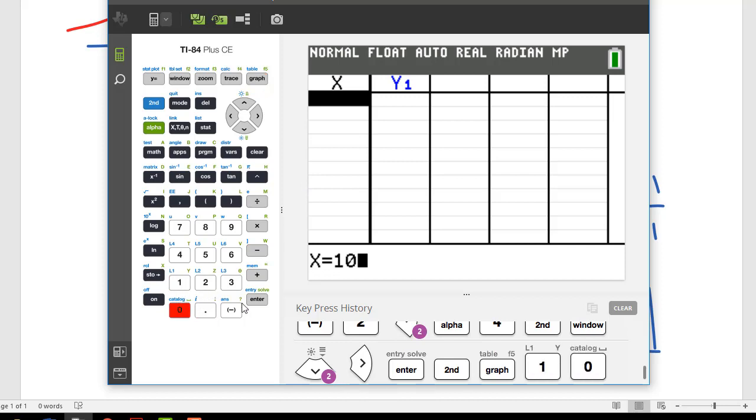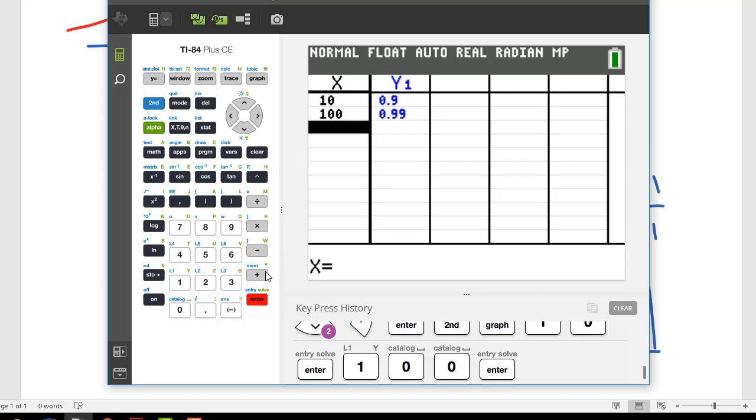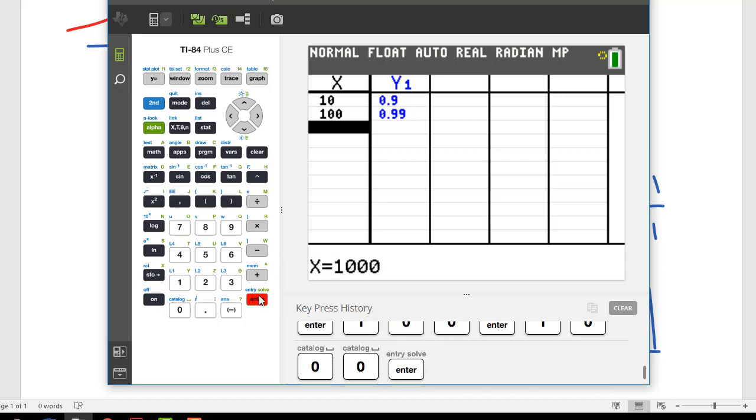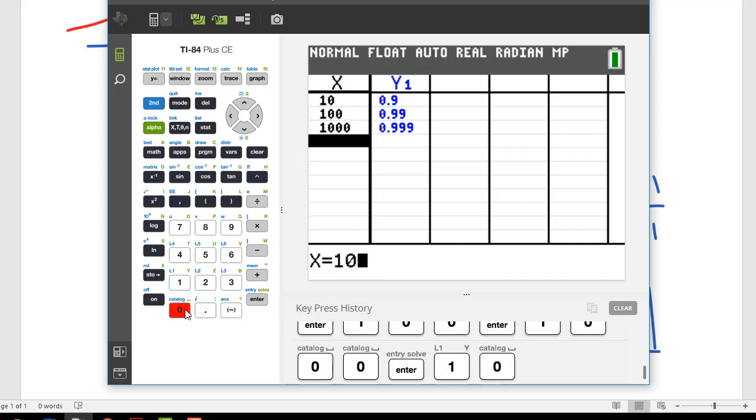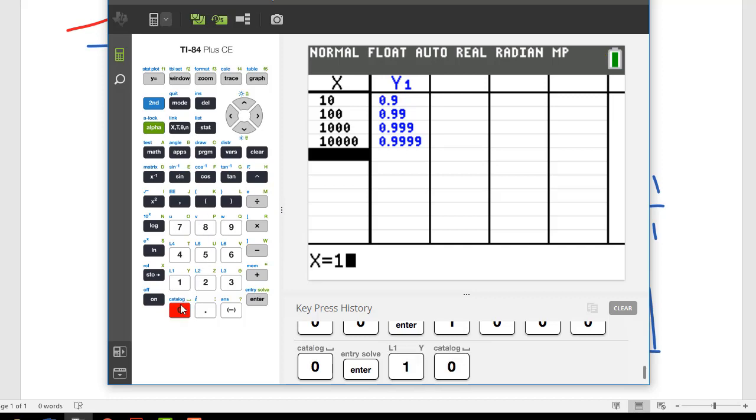The integral from 1 to 10 would give me 0.9. The integral from 1 to 100 would give me 0.99. The integral from 1 to 1,000 would give me 0.999. And the integral from 1 to 10,000 would give me 0.9999. At some point, my calculator is going to say, all right, I'm just going to round to 1. So let me see what happens if I do 100,000. That's probably what I'll get.